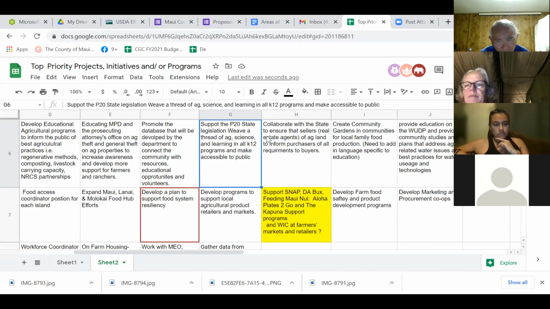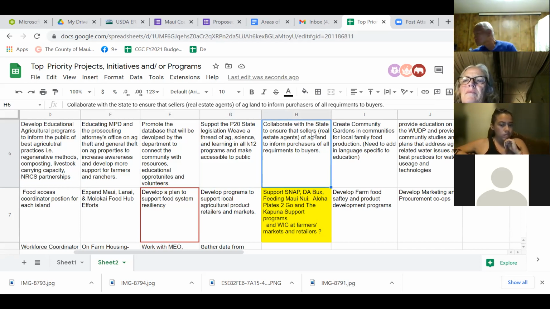Well, we understand that, but it's happening on a large scale. So there has to be some way to develop a program or collaborate with the state in order to address the issue. Enforcement. To ensure enforcement against real estate agents of ag land that do not, do we want to put it that way?